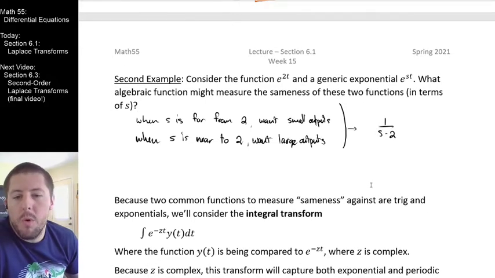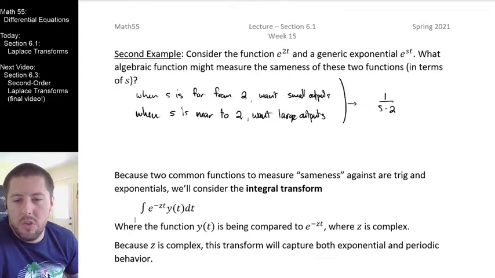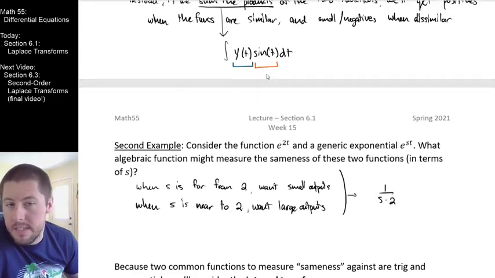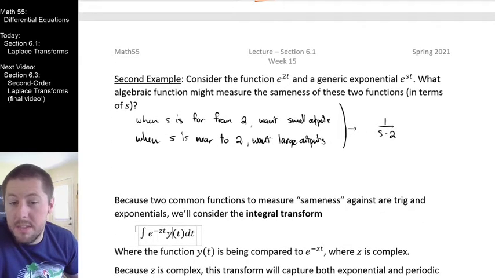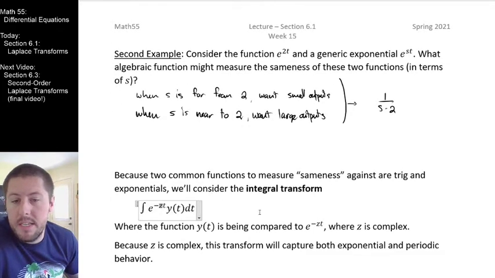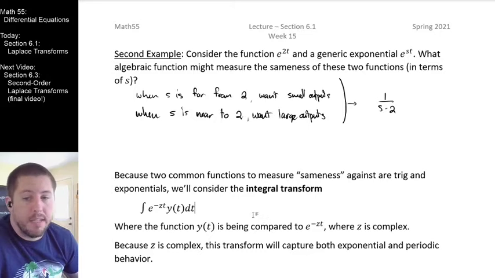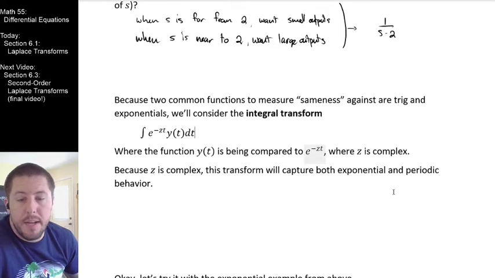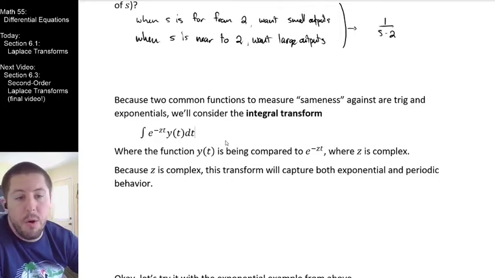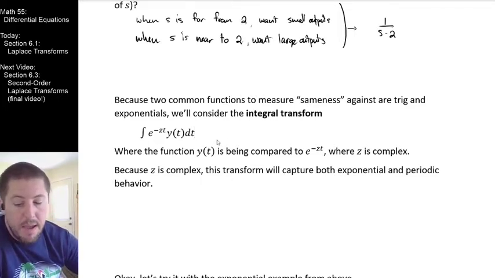What we're going to consider is this integral transform right here. So here's our deal. You should first recognize this looks a whole lot like the integral setup that we did right here, where instead of having y of t and sine of t, we have y of t and an exponential. However, in this exponential, the z term is a complex number. And since it is a complex number, by Euler's identity, you know that it's going to help us capture both exponential and periodic behavior.